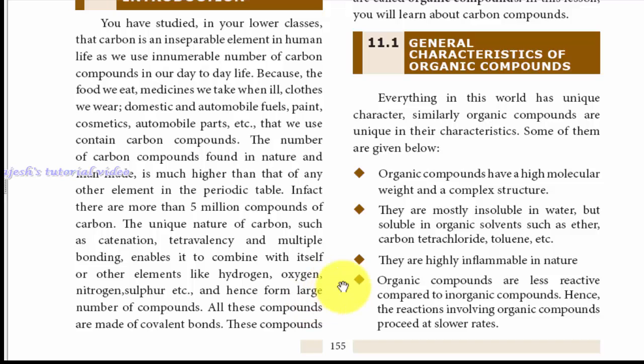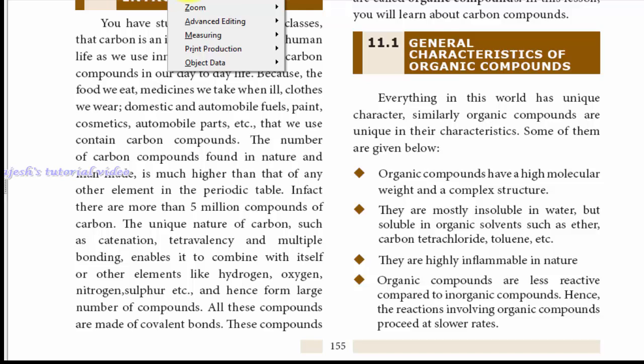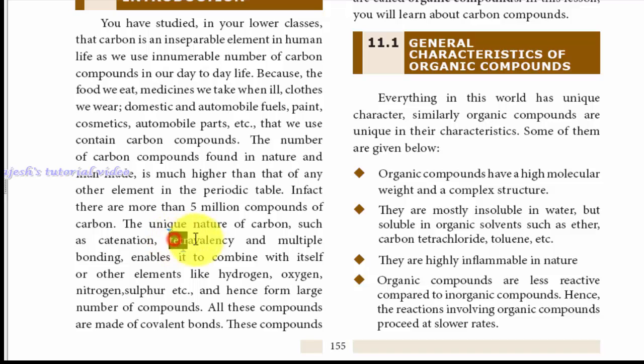Another feature is tetravalency. Carbon is tetravalent. Its atomic number is 6. Its inner shell has 2 electrons, and the outer valence shell has 4 electrons. These 4 valence electrons bond with 4 other atoms or groups of atoms to form different types of compounds. Because of this tetravalent nature, it forms many compounds.